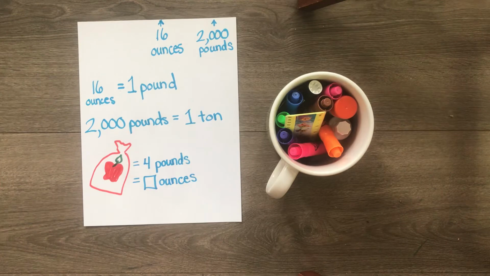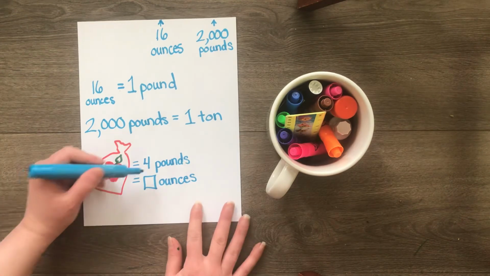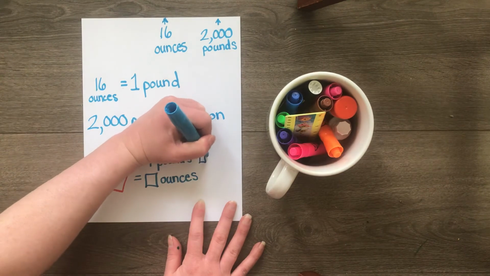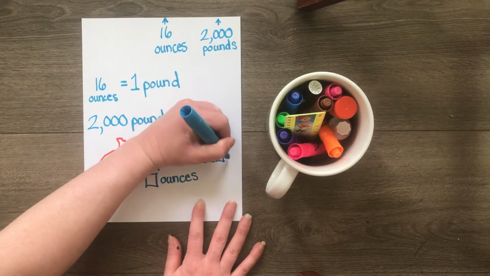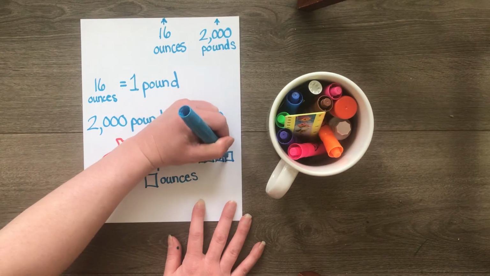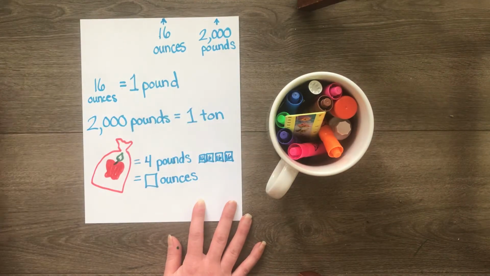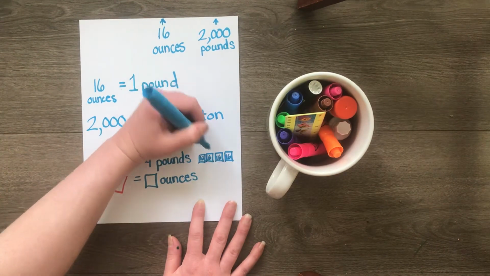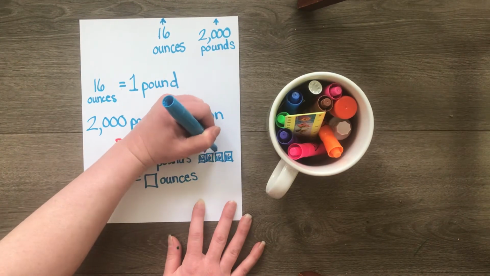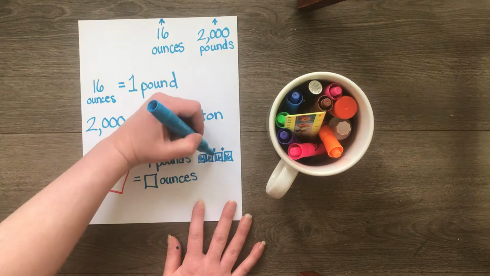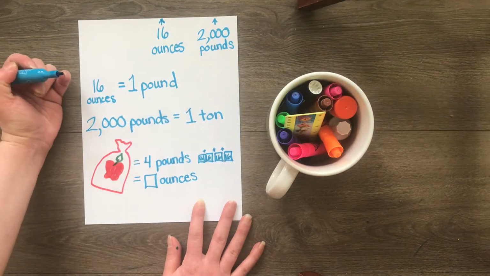Well, I could do two things. I could draw myself a picture. I know each pound is equal to 16 ounces. So I could do 16, 16, 16, 16. Well, if I want to know the total of these, I could add. So I could do 16 plus 16 plus 16 plus 16. Or I could take a shortcut. I could gather all my 16s together. There are 4 of them.